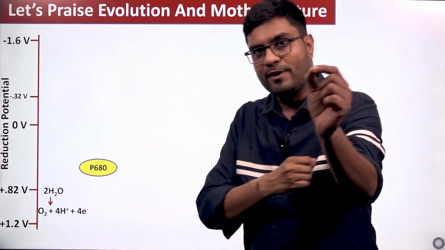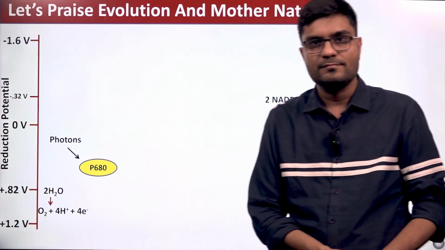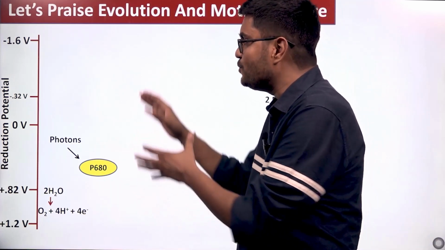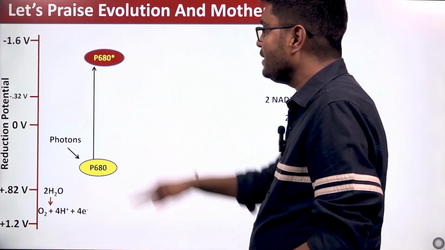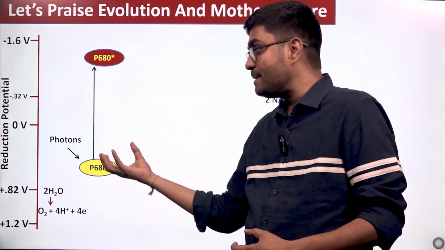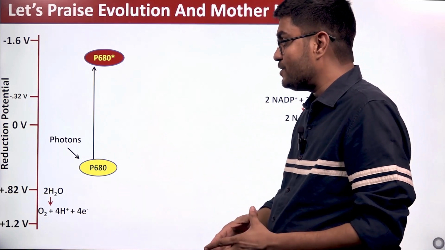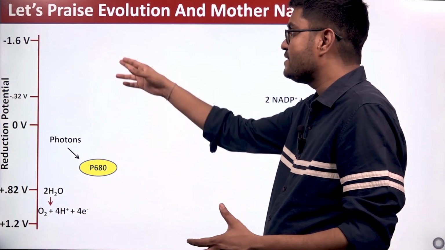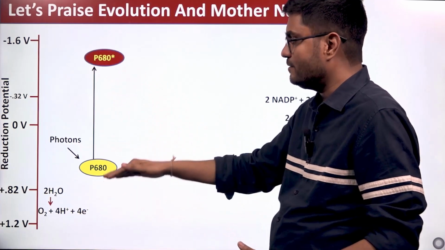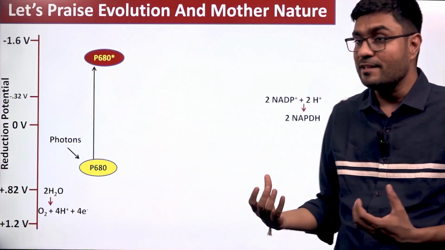So in step 1, P680 will absorb a photon and change its position on the graph here. Changing the position means that after absorbing the photon, the reduction potential of P680 is decreasing, because when we go up, reduction potential is decreasing in the graph.